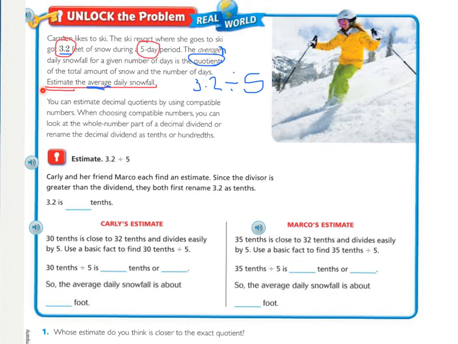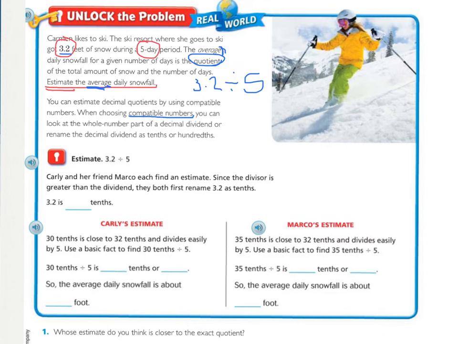Now, with estimating, you can estimate decimal quotients by using compatible numbers. When using compatible numbers, you can look at the whole number part of a decimal dividend or rename the decimal dividend as tenths or hundredths. Now, you have to remember what compatible numbers are. Compatible numbers are numbers that are easy to work with in your head, like mental math, usually using basic facts or powers of ten.